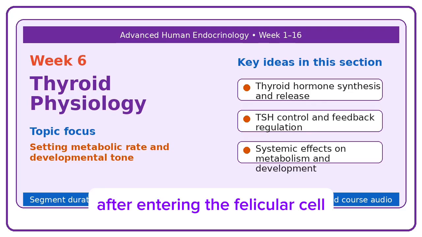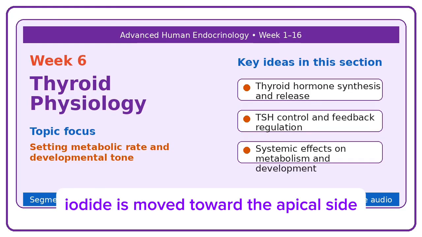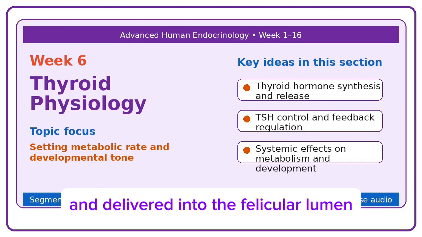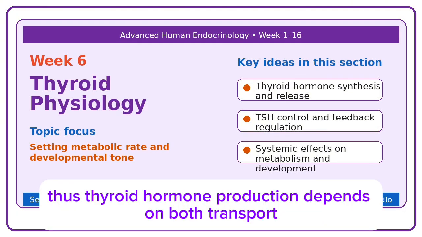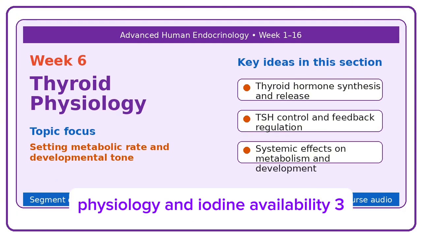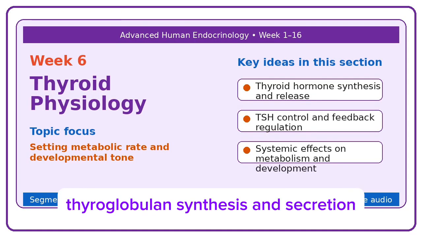After entering the follicular cell, iodide is moved toward the apical side and delivered into the follicular lumen, where hormone synthesis continues. Thus, thyroid hormone production depends on both transport physiology and iodine availability. 3. Thyroglobulin synthesis and secretion.